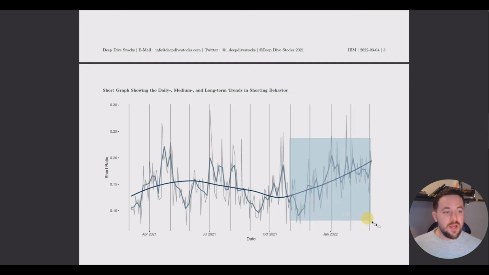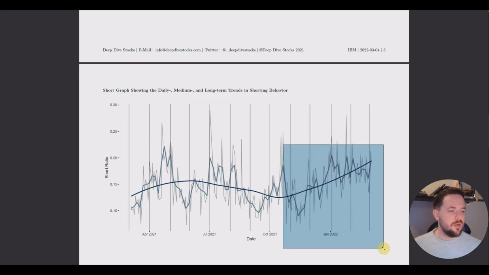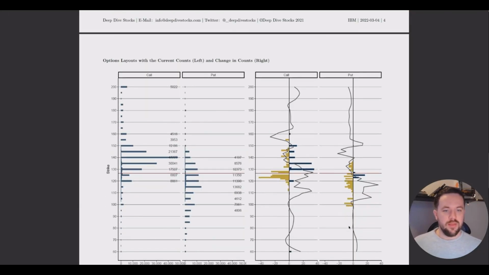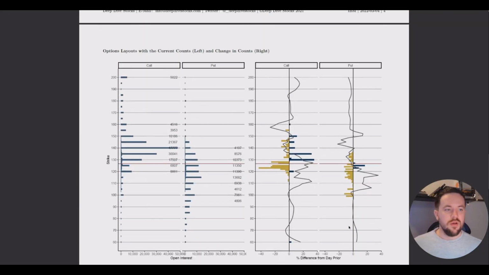Shorting recently has been on a steady increase. It looks like since October, November. So since November, it's just a steady increase in shorting. Nothing like crazy though, no huge jumps in shorting, especially with earnings coming up. The options layout is interesting in that it has honestly a relatively nice options layout.